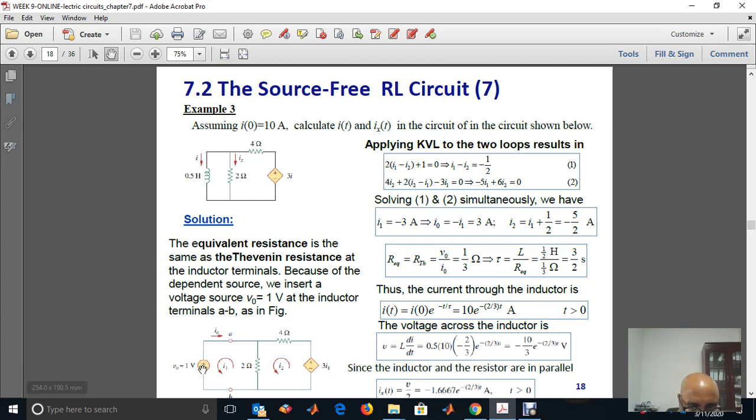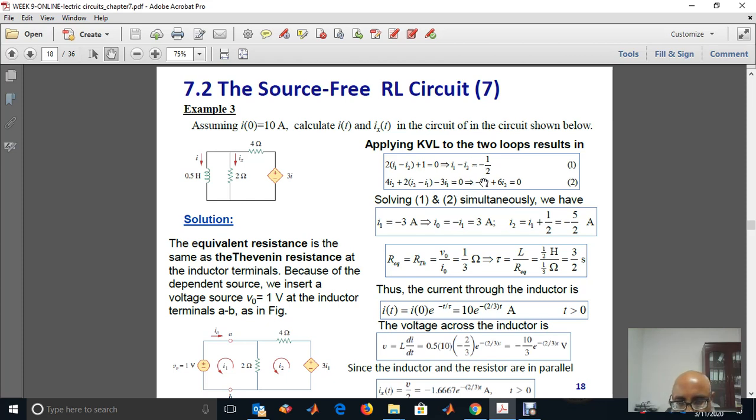We remove the inductor and apply the 1 volt test voltage, and to get the current I0, we can use nodal analysis or mesh analysis, whichever is convenient for us. Here I used mesh analysis. We have two loops here. In loop 1, 2(I1 minus I2) plus 1 is equal to 0. And in loop 2, 4I2 plus 2(I2 minus I1) minus 3I1 is equal to 0.